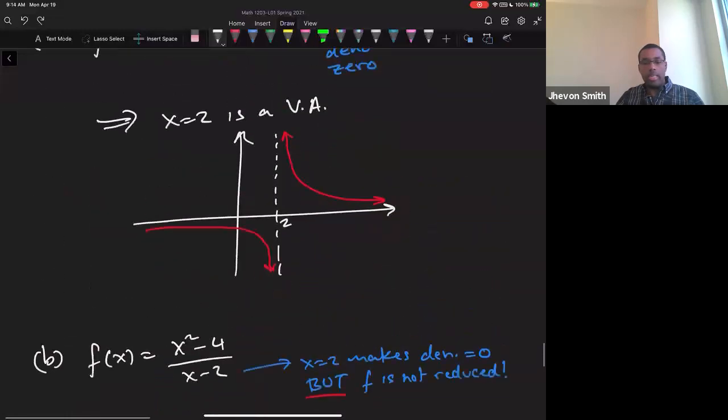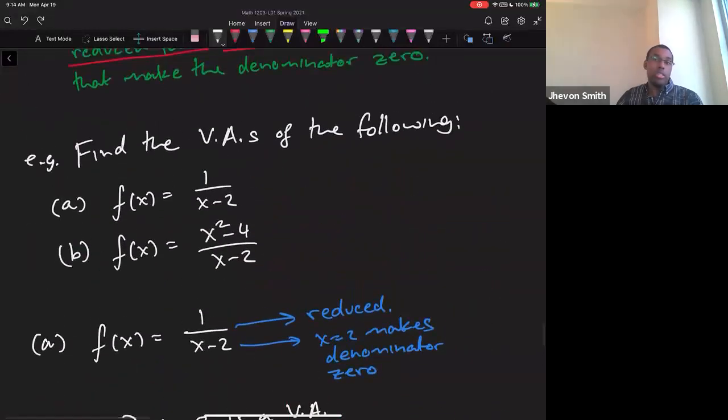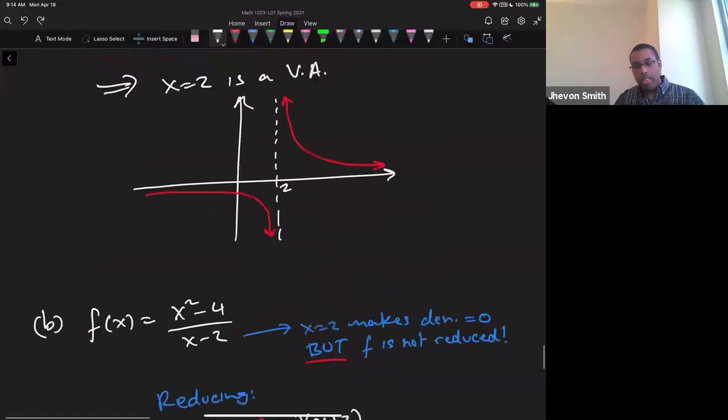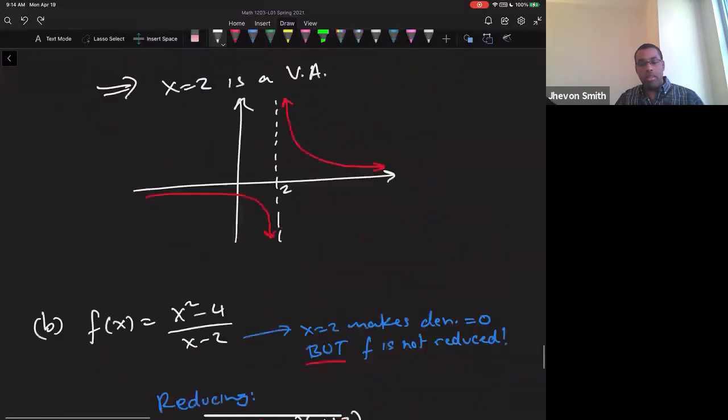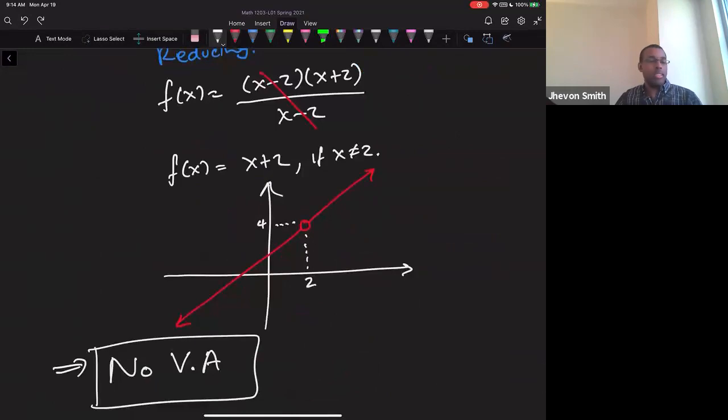So that second example had no VA, because it could be reduced and you can get rid of the problem spots in the denominator. Simplifying can put a hole at the problem, as opposed to just, we can't do anything about this, so we have to completely avoid that entire line x equals blah, because it can't work. Okay, so that gives you an asymptote in the first case, but not an asymptote in the second case, based on how the denominator behaves once reduced.